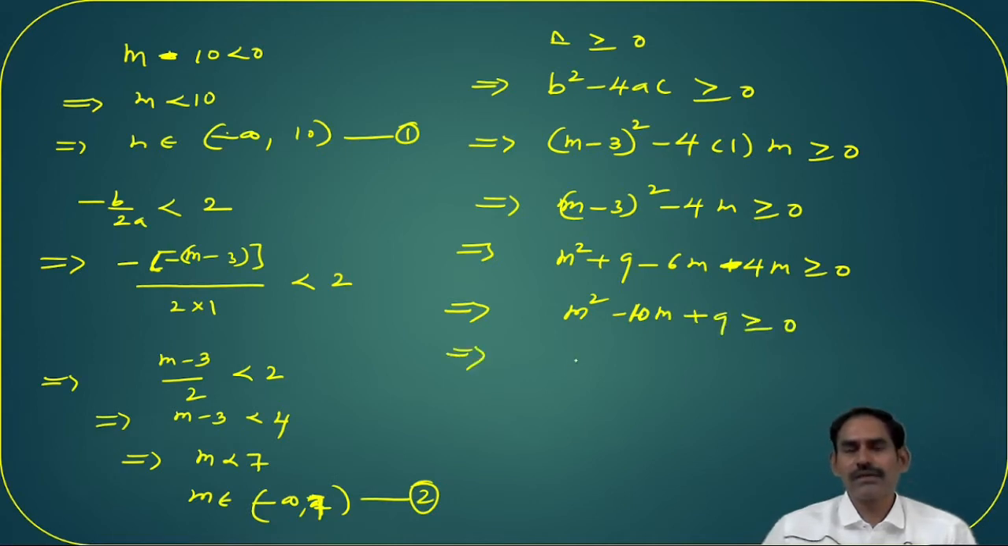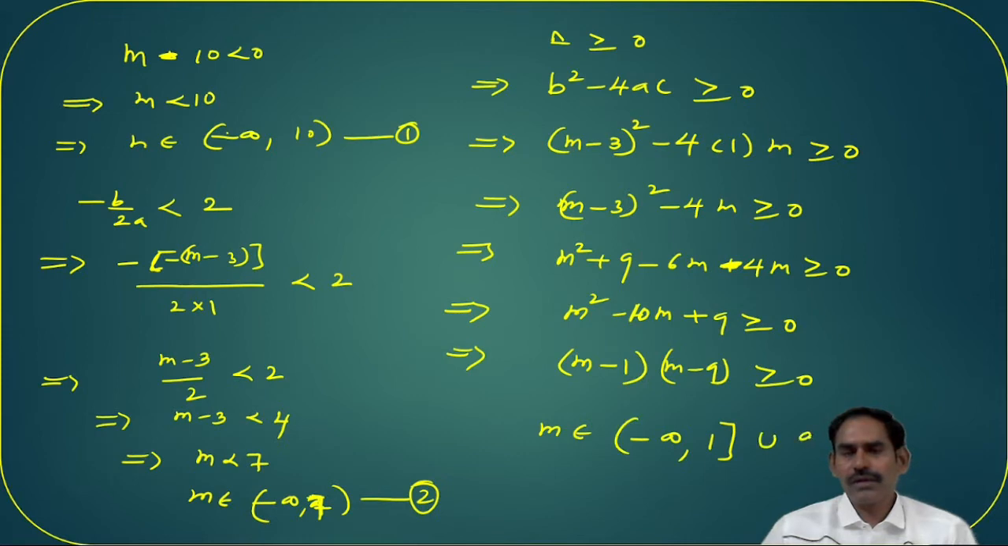By factorizing, this will be (m minus 1) into (m minus 9) greater than or equal to 0. This will be m belongs to minus infinity to 1 union 9 to infinity. This is condition number 3. From 1 to 3, using these 3, we can find the intersection of these 3 conditions, which will be the exact values of m. So we have to find the intersection of these 3.